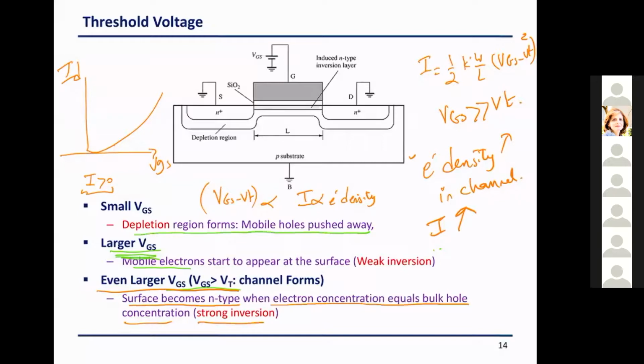Okay? So the exact definition of VT between weak and strong, don't worry about it. But what matters to me is that first there are only holes, then there is a depletion region as VGS increases. Then as VGS exceeds VT, we start to strengthen the density and the current will become stronger. Okay? Great.